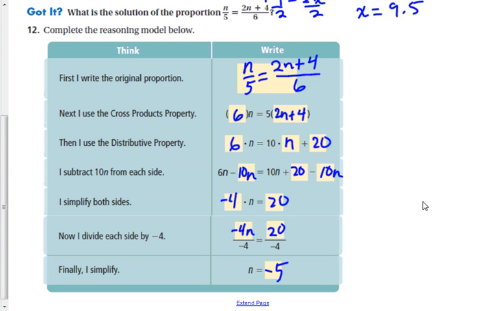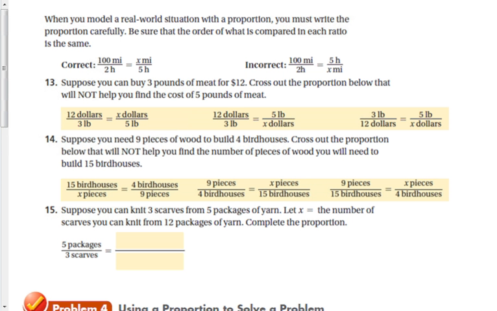All right, check your work. When you model a real-world situation with a proportion, you must write the proportion carefully. Be sure that the order of what is being compared in each ratio is the same. So, suppose you buy 3 pounds of meat for $12. Cross out the proportion below that will not help you find the cost of 5 pounds of meat. Go ahead and do these 3 problems. You can check back.